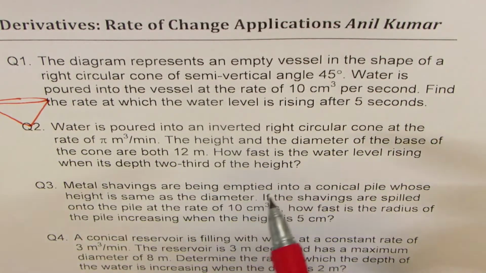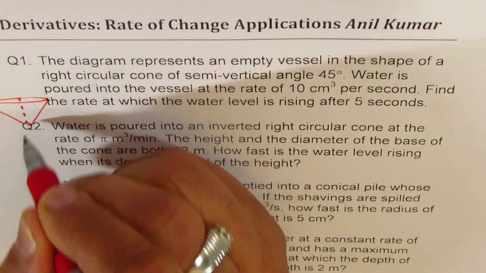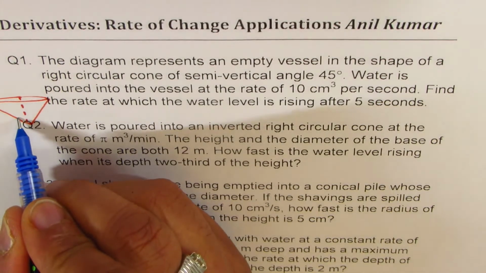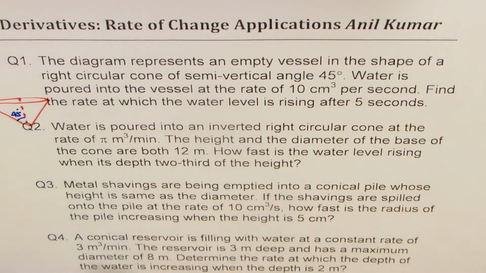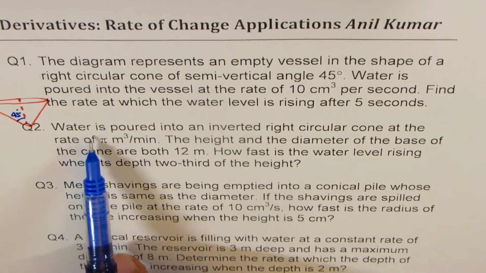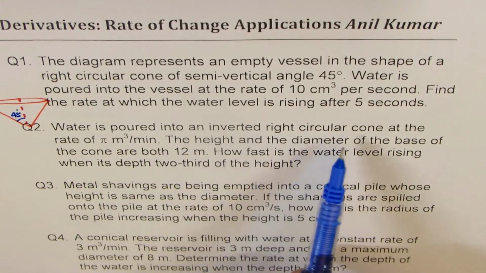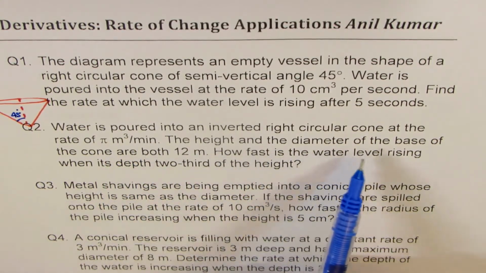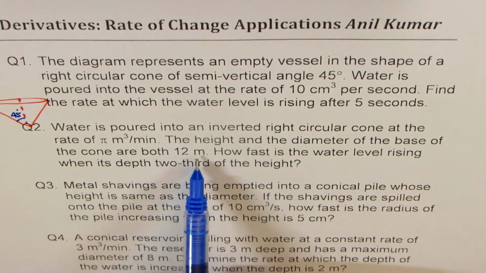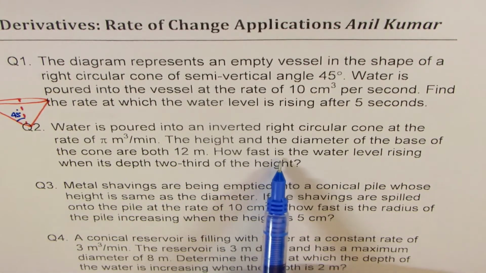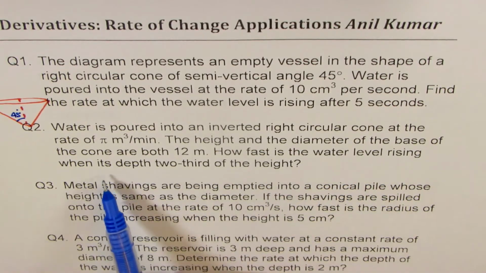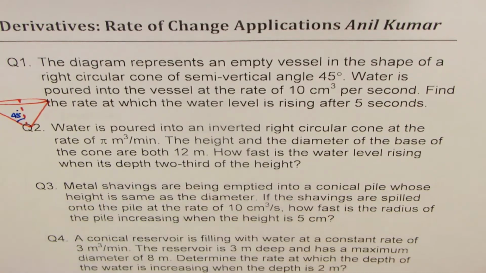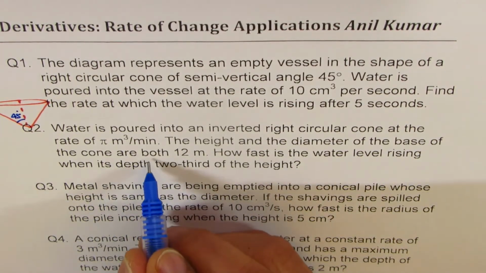So basically, in all these questions, I've taken a circular cone with slight variations. The first one gives us the angle, and that is 45 degrees. Second question here is, water is poured into an inverted right circular cone at the rate of pi meter cube per minute. The height and the diameter of the base of the cone are both 12 meters. How fast is the water level rising when its depth is 2/3 of the height?